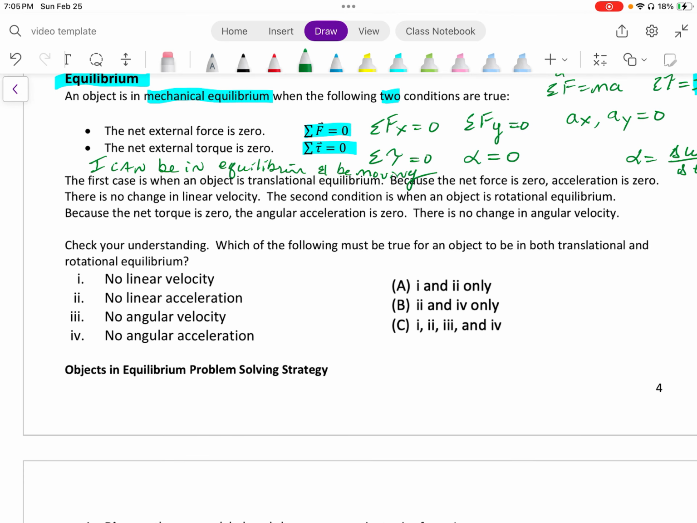The first case is when the object is in translational equilibrium. Translational is a fancy word for linear. Because the net force is 0, acceleration is 0. We've already stated that. There is no change in velocity. Doesn't mean there isn't one, just means velocity isn't changing. The second condition is when the object is in rotational equilibrium. Because the net torque is 0, the angular acceleration is 0. There is no change in angular velocity. That doesn't mean there isn't one, it just means it isn't changing.